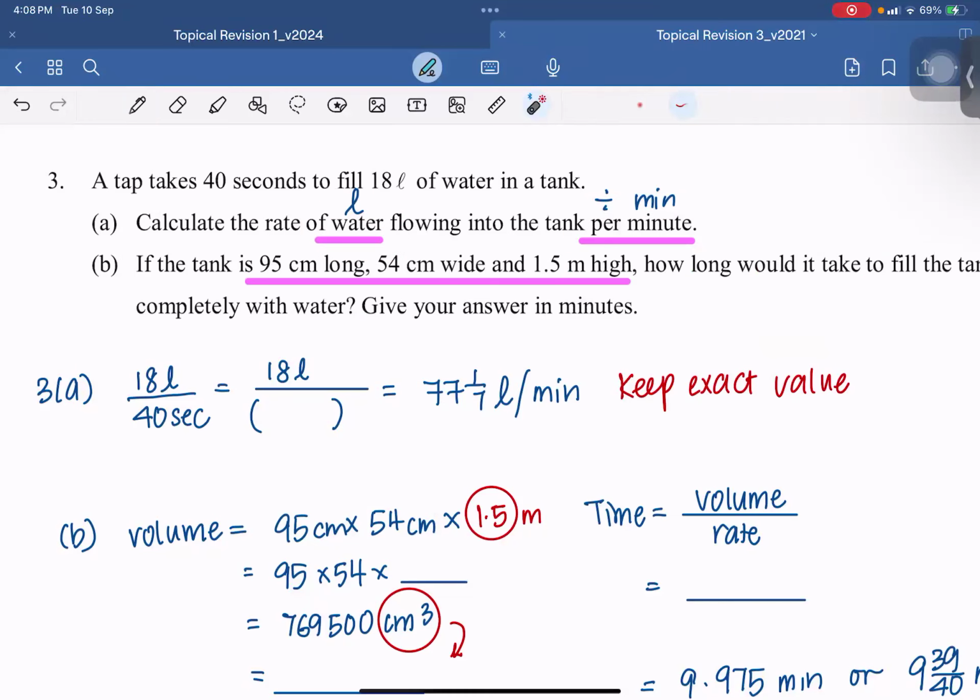So when I talk about water, how do we measure water? That is actually liters per minute. All right, now, what do we have? We know that our volume, the amount of water, we have 18 liters, 40 seconds. Can anyone tell me what do I need to do over here? What do I need to do to the 40 seconds? Is this the correct unit?